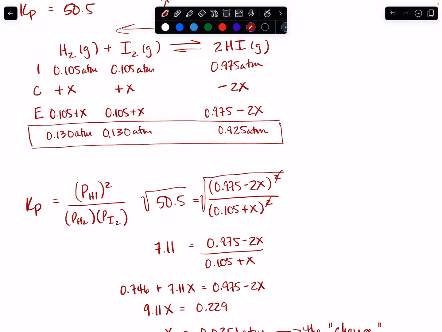If you want to check, just plug them into your Kp expression. So 0.925 squared divided by 0.13 divided by 0.13, and we get 50.6. All right, so that gets us right back to that Kp value, so we know that we have done it correctly. All right, so when in doubt, make sure you check that work.